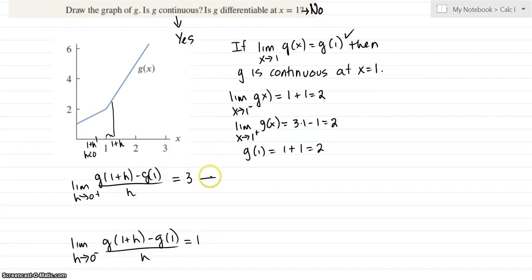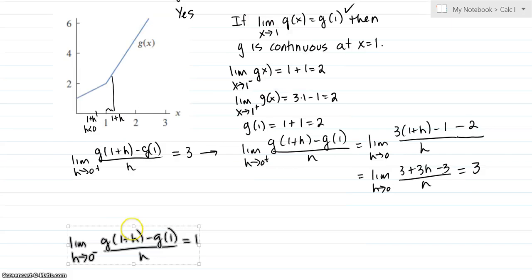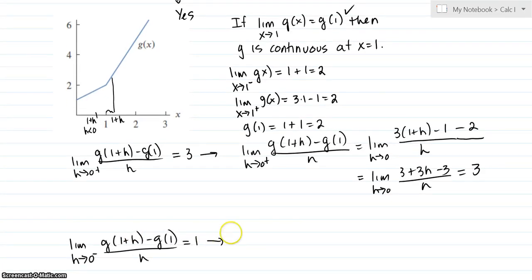If you want to see the work here, just plug in 1 plus h into the piece to the right, because we're doing the right side. So it's 3 times 1 plus h minus 1, and then subtract g of 1, which we found up here is 2. And you're going to see here that you get the 3 because the 2s cancel and then the h's cancel. All good.